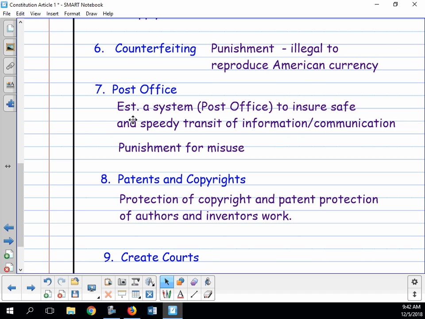Now, there's also under this a punishment for misuse of mailboxes or misuse of the mail, sending inappropriate things or threats in the mail. All of this can be seen as a federal crime. Even if you're teasing somebody, if you send something threatening in the mail, you can find yourself in a lot of trouble. So don't misuse the post office. Destroying mailboxes is another thing that can get you. It can be considered a federal crime. You don't want to mess with people's mailboxes.